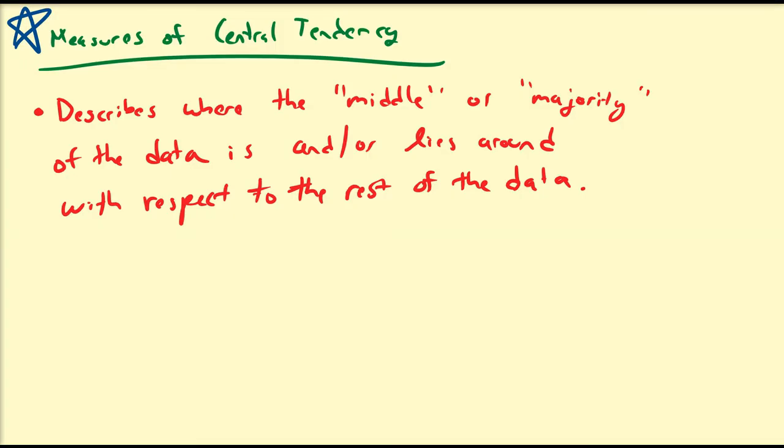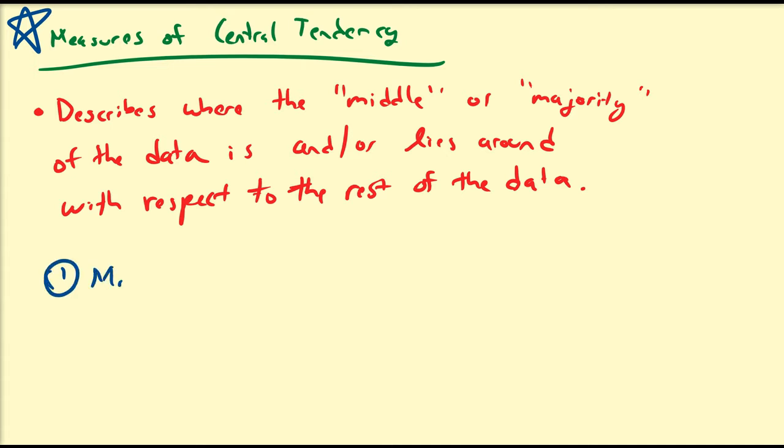Alright, so to begin, what is a measure of central tendency? In general, it describes where the middle or the majority of the data lies with respect to the remainder of the data. There are different ways to represent the middle, or the area in which the majority of the data lies. So let us introduce four of the most common types.